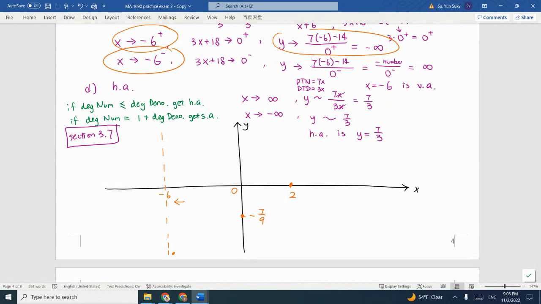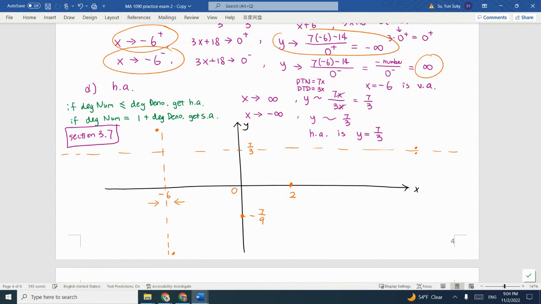How about when x goes to minus 6 from the left? My y goes to infinity. Is infinity top or bottom? Think for 2 seconds. Top, right? Okay, so you put the dots there. And then when x goes to infinity, y goes to 7 over 3. So that's the horizontal asymptote. 7/3 is bigger than 0, so on top of the x-axis, draw the dashed line.